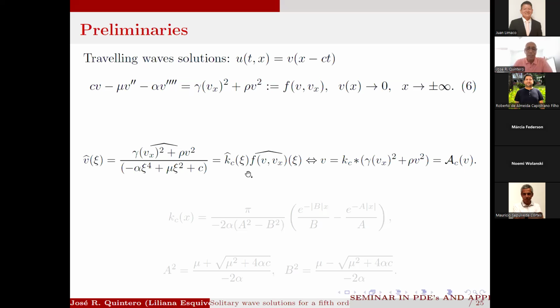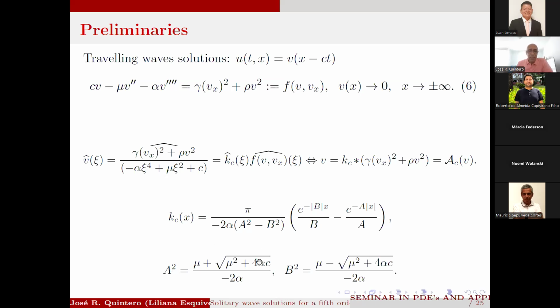Sometimes we don't believe in God, but God exists. And then we write this equation this way. You can see that B is a convolution. This is exactly the operator A. So this is the fixed point operator. So what is K_C? The formula, there is a book, the Bateman manuscript, that has many formulas. This formula appears there. These numbers A and B are real numbers, and they are computed in this way. One important thing is that mu squared plus 4 alpha C has to be positive for having A and B be real numbers.